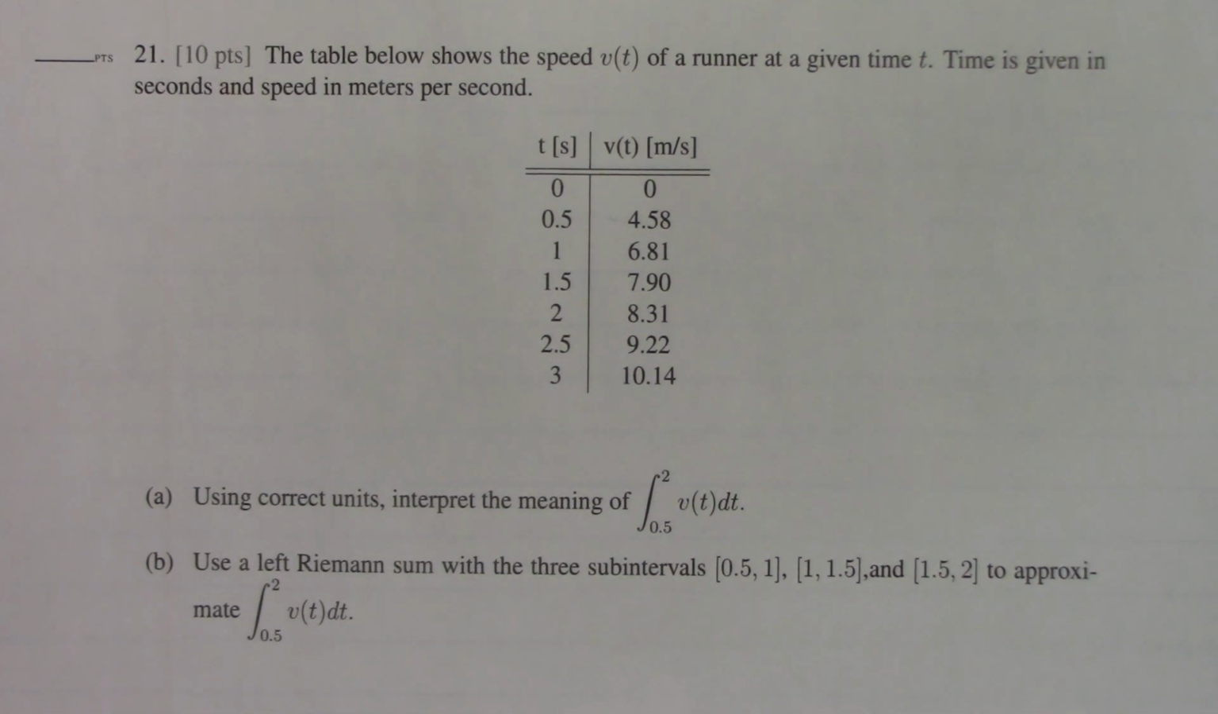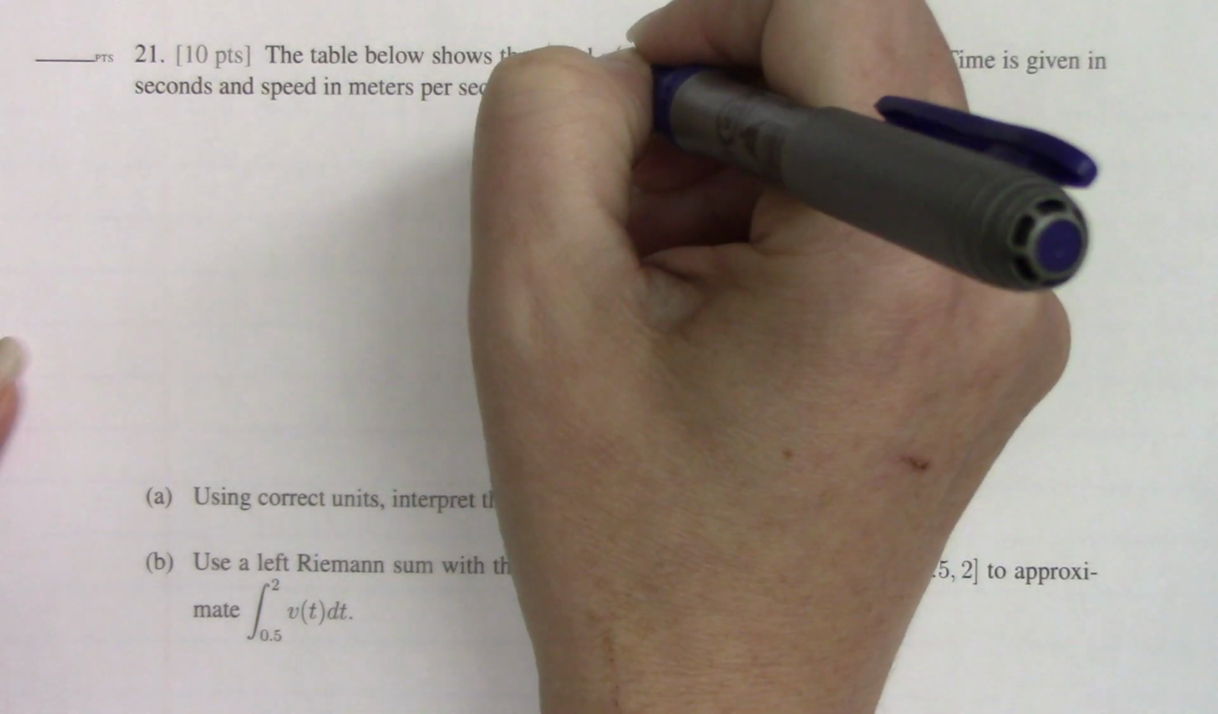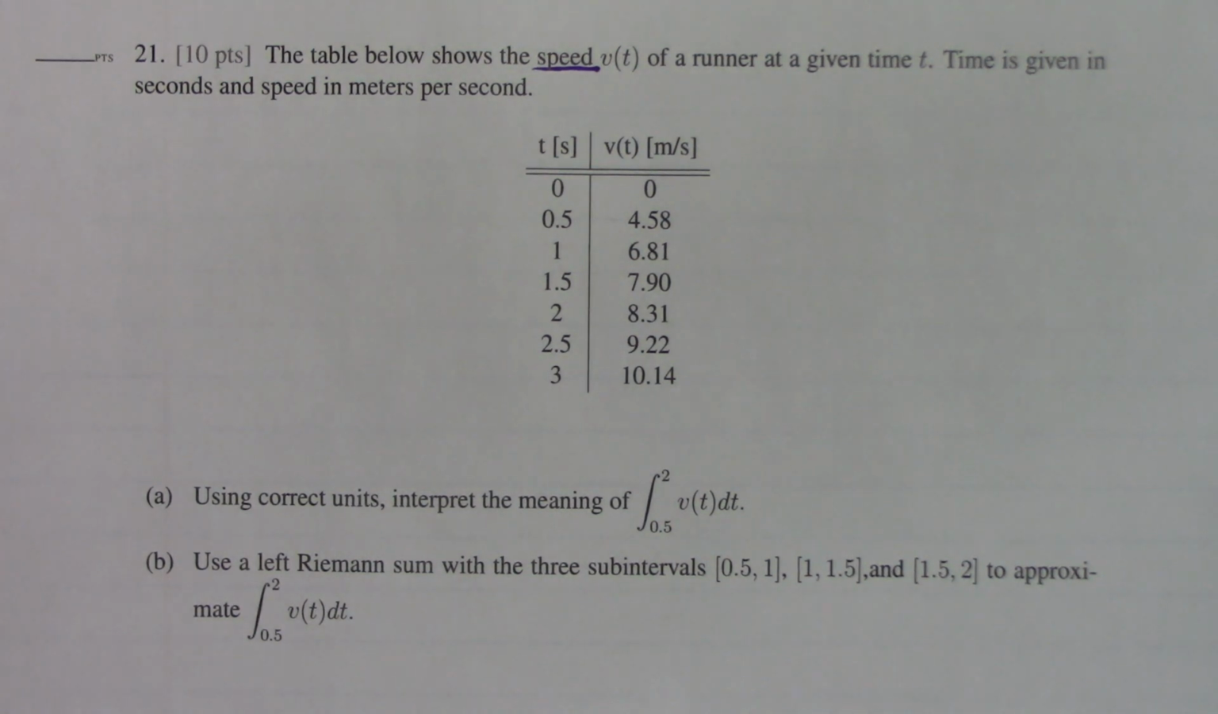Problem 21 says the table shows the speed v of t of a runner at a given time t. So we want to make sure here we underline the word speed. Remember, speed and velocity are two different things. Speed is the unsigned magnitude, meaning just what is the value of the speed that you're running. So the numbers are always positive.